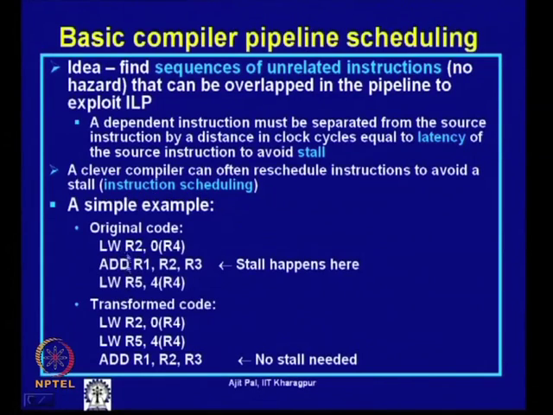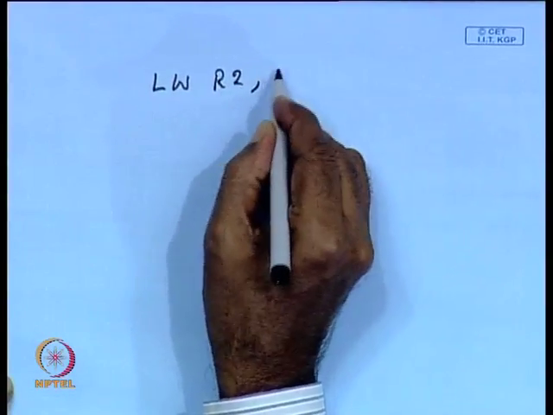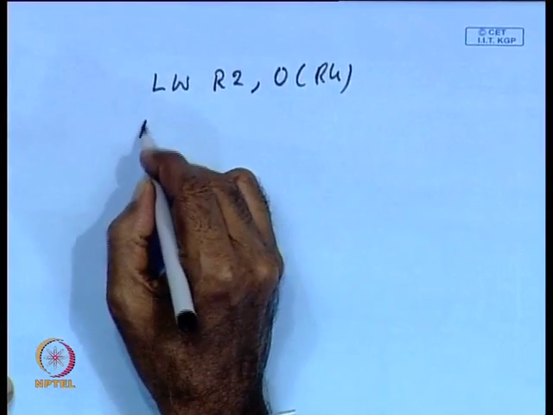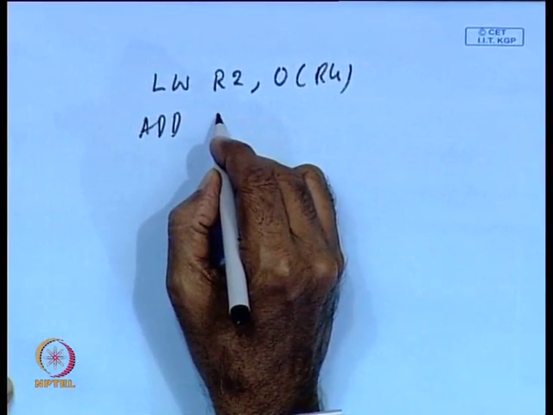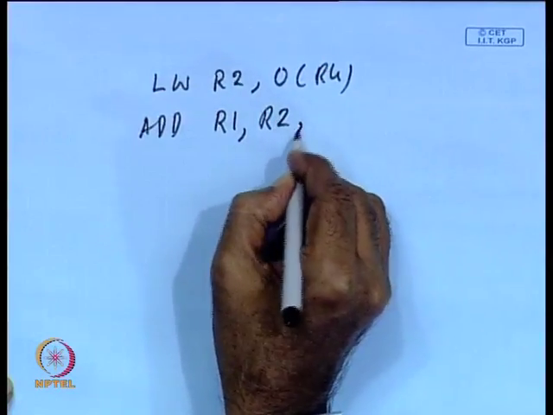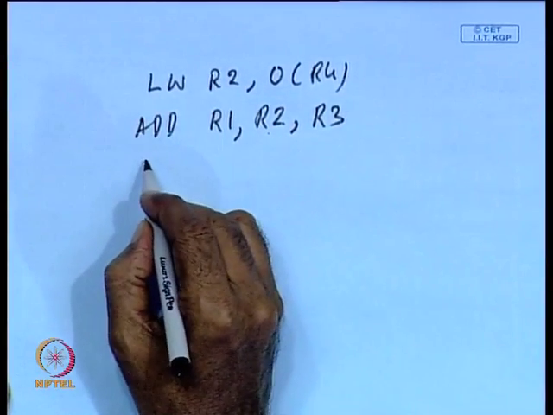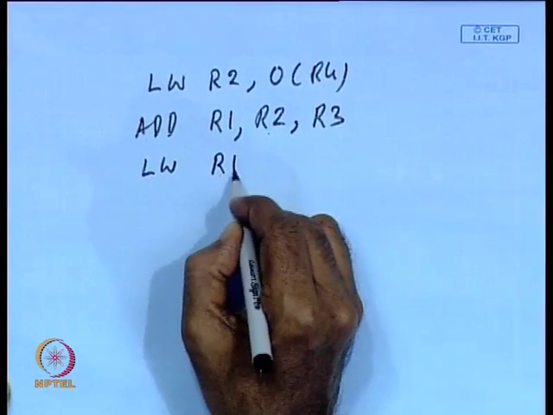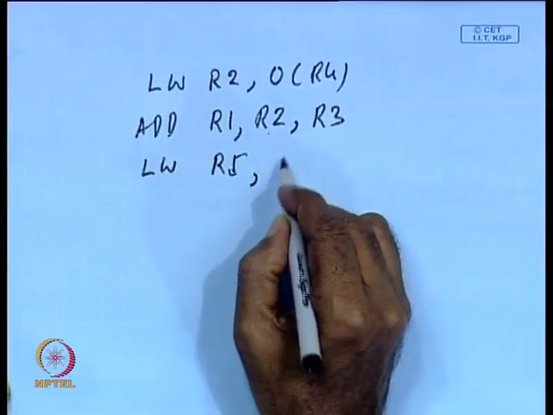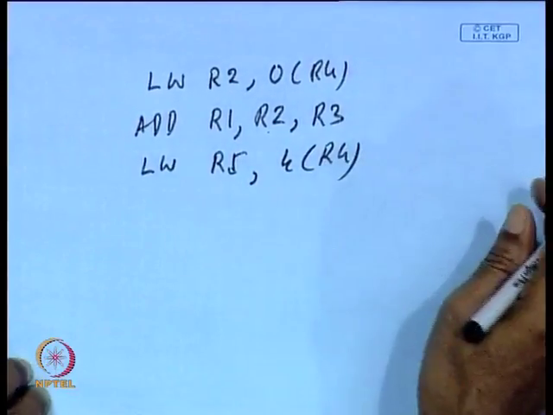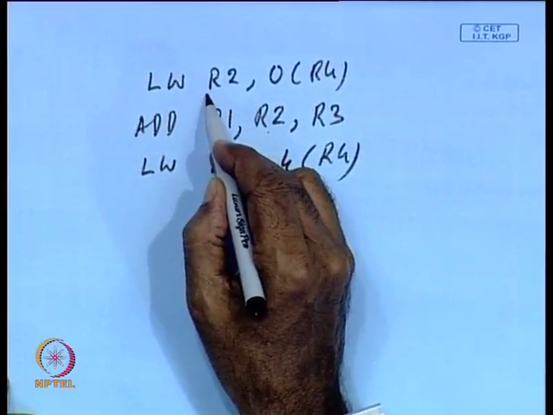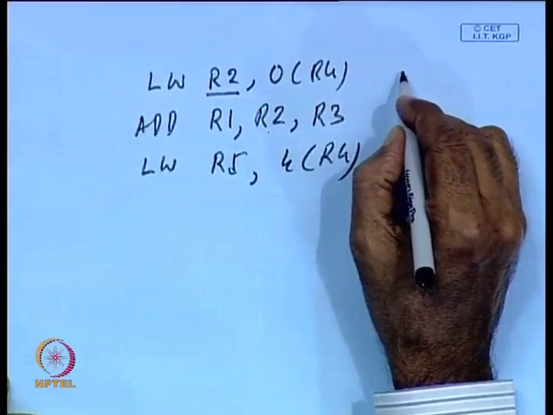So, here we have an instruction load. I have already mentioned this. Whenever it involves reading data from a memory, the sequence of instructions is load word R2, 0(R4). Then you are performing an addition operation involving the same register R2 and R3. So, you are adding the content of R2 with the content of R3 and storing the result in R1, and then another instruction is there, load word R5, 4(R4). So, here we can see that this particular reading of data will take place at the end of the fourth clock cycle.